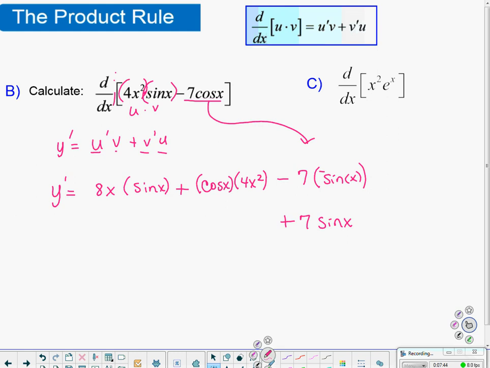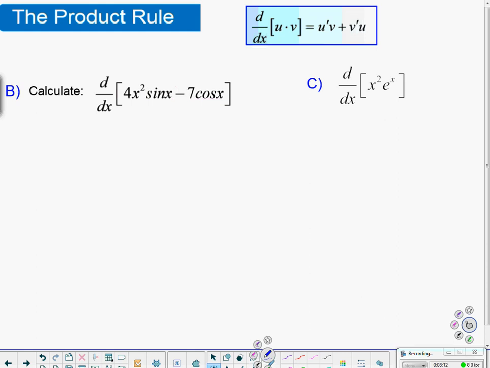And anything that we can really do, not much. If you wanted to lead off with your highest degree term, I guess that would be appropriate. So I'm just going to reorganize just a titch. And there's our derivative. U prime v plus v prime u. Not bad, huh?